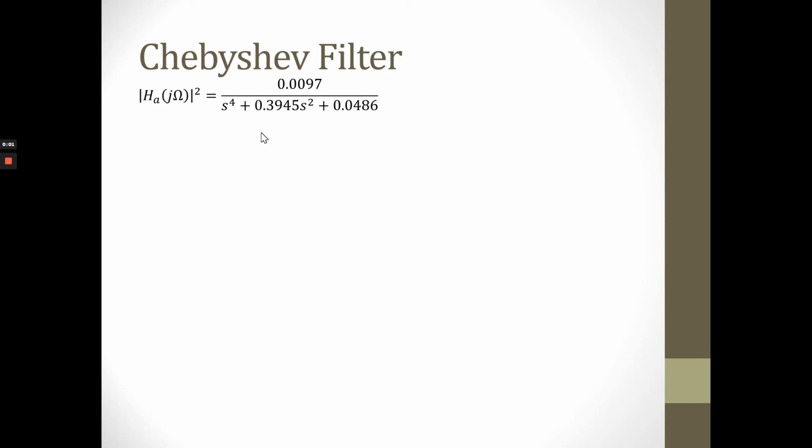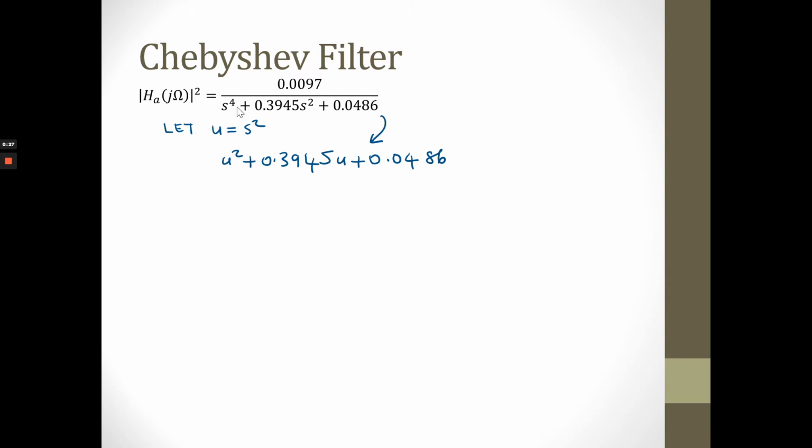Based on the transfer function in the S domain for the Chebyshev filter that we have determined in the previous slide, we need to determine the poles, all four poles, from the denominator of the transfer function. Since this is a fourth order equation, this will be a long calculation.